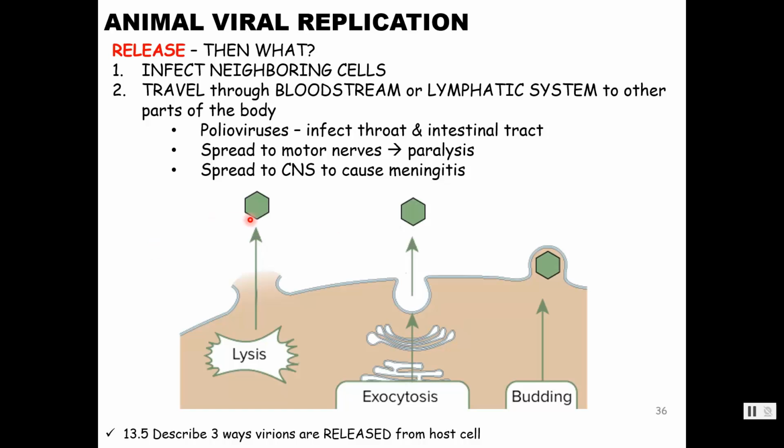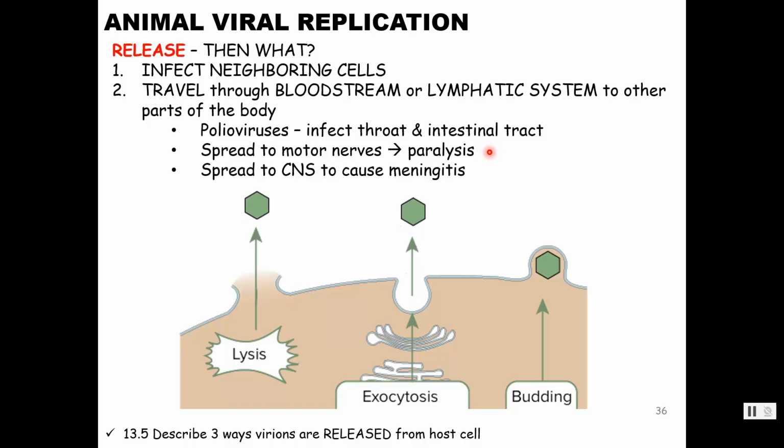These virus particles can go off and infect a neighboring cell, or they can travel through the bloodstream, or if they're in tissues, they can go to the lymphatic system and then travel to other parts of the body. Poliovirus, for example, is initially a respiratory infection, so it infects the throat. It can also infect the intestinal tract. But then it enters the bloodstream, and then it can spread. If it spreads and attacks motor nerves, that's when you get the paralysis of polio.